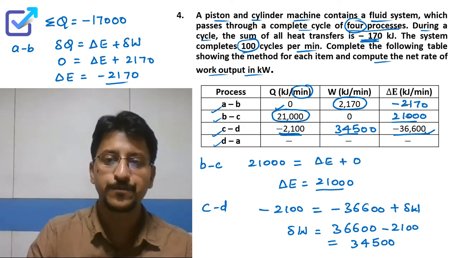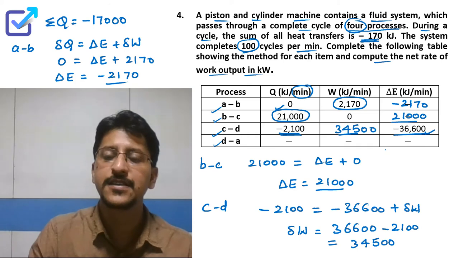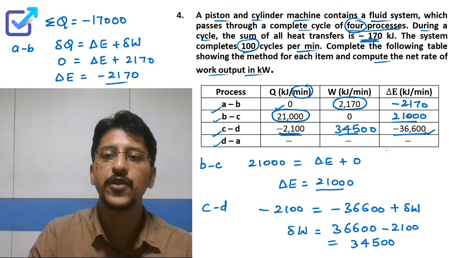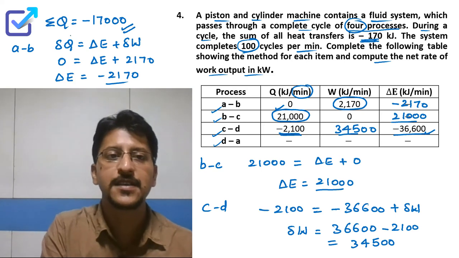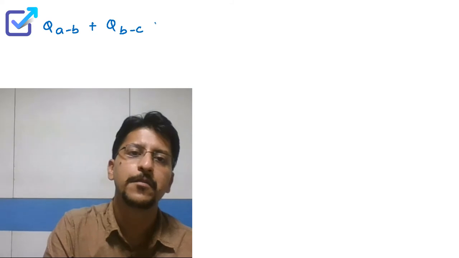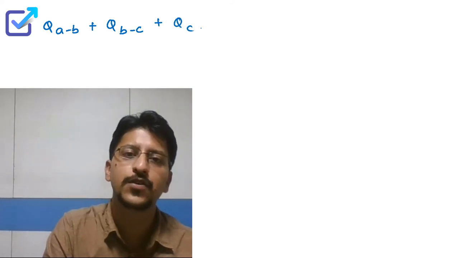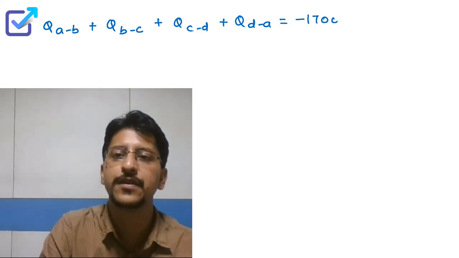Okay, now we have done till this much. Now we have this last column, which is empty. We require at least one value here to start off with. So we will use this concept now, that is, the summation of all the heat transfers is equal to this much. So we can clearly write, that is Q A to B plus Q B to C plus Q C to D plus Q D to A is equal to minus 17,000.